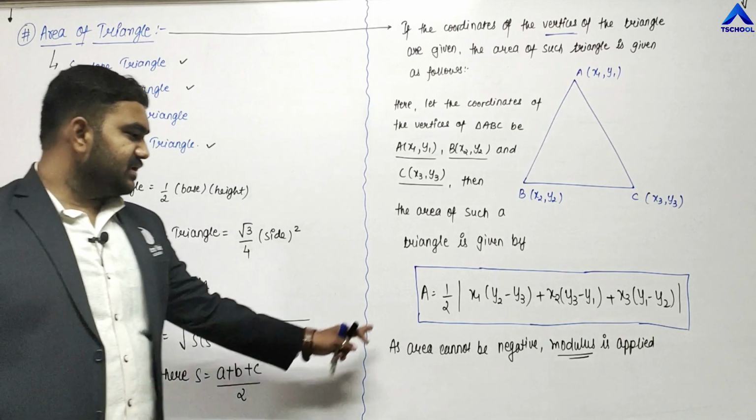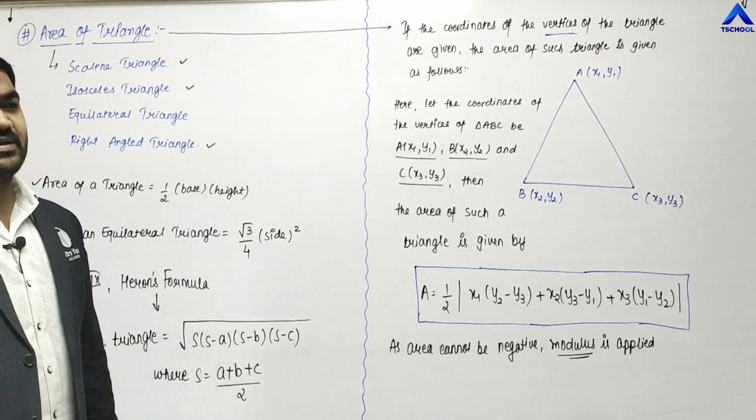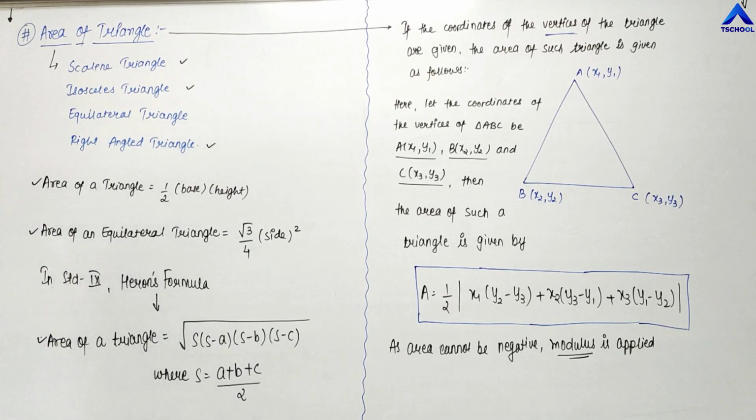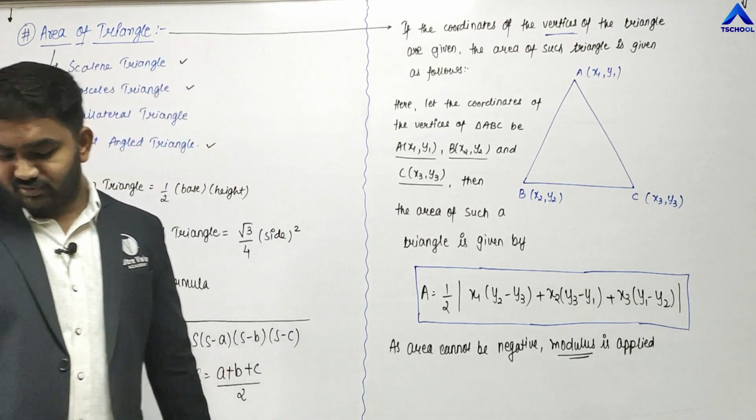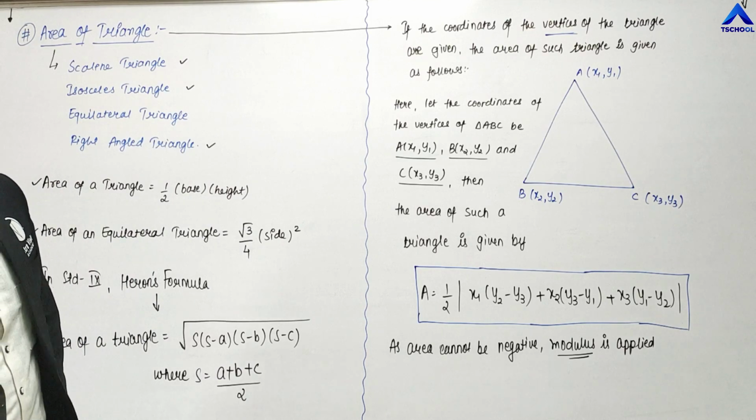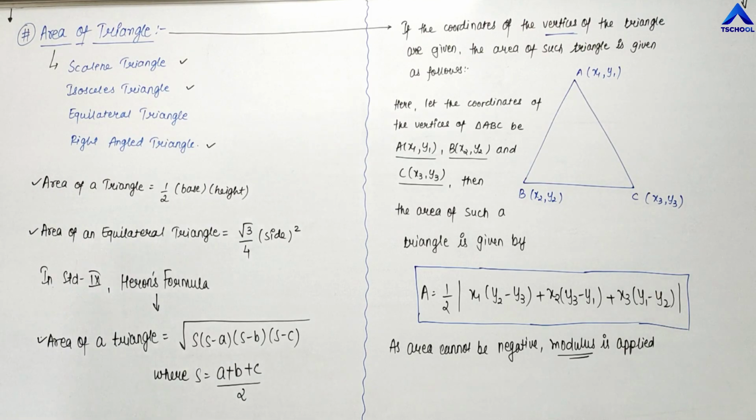So you need to remember this formula, which will be used in this topic only. Is it clear? One more property related to the area of a triangle is also there, which we will look at in further examples as we solve them. Please note this down, and then we are going to solve some examples related to the area of a triangle.